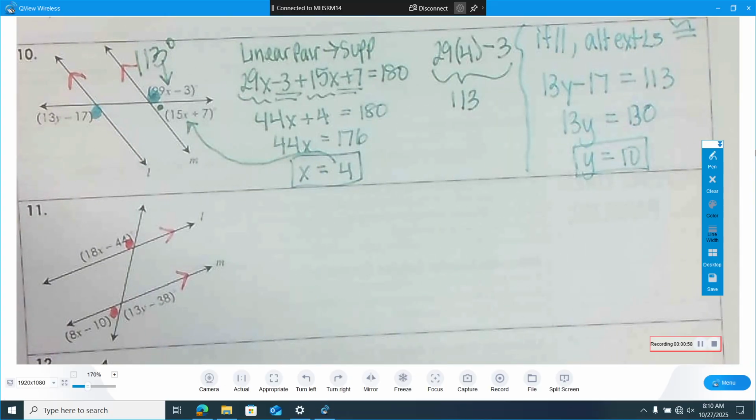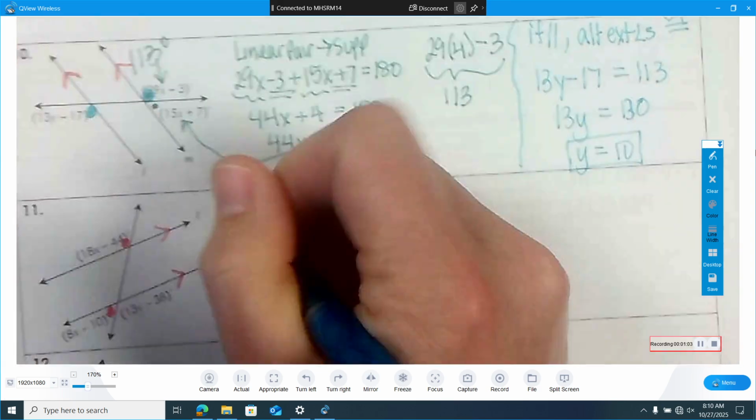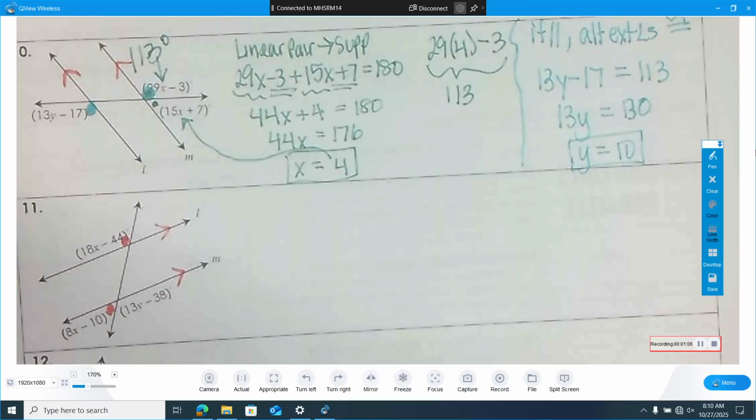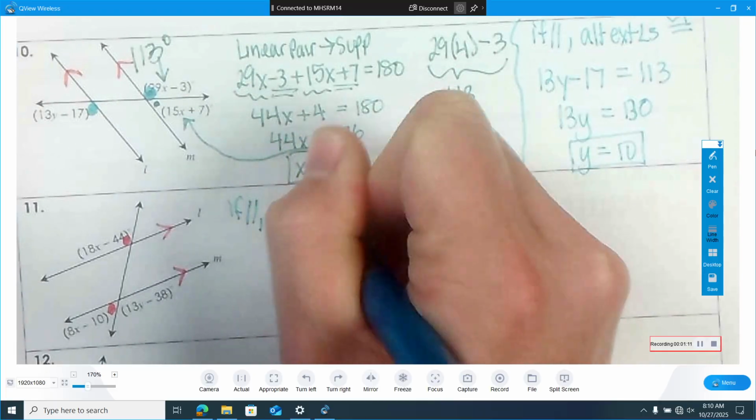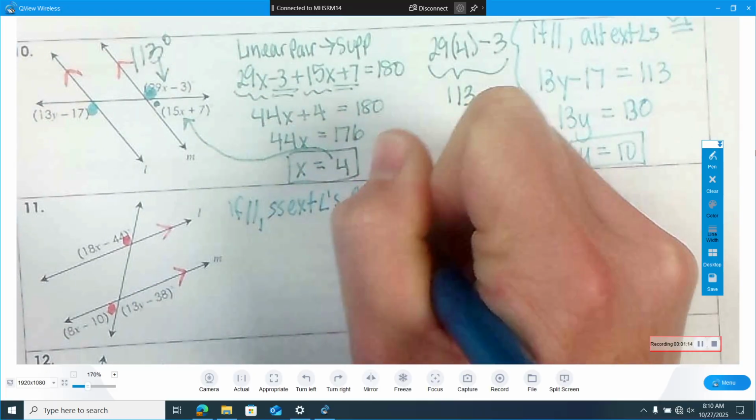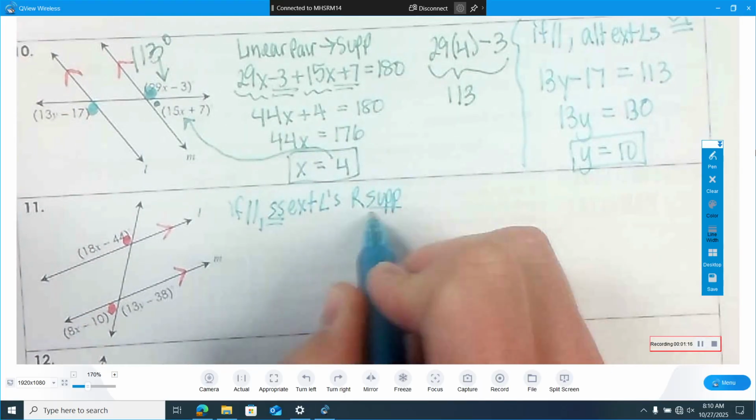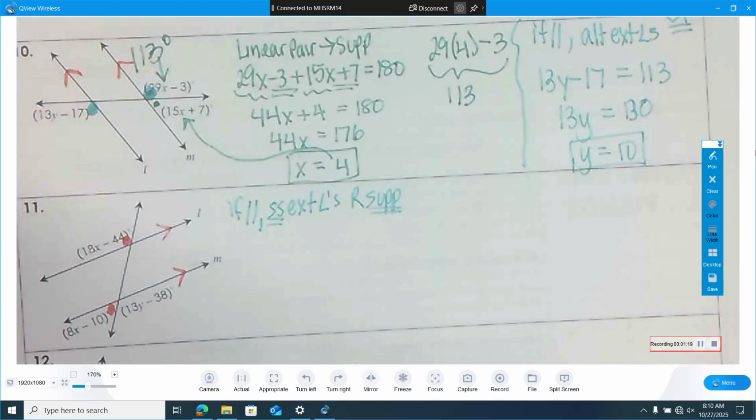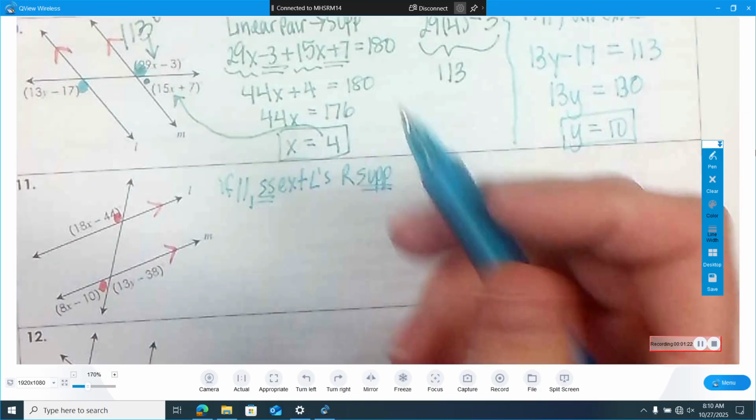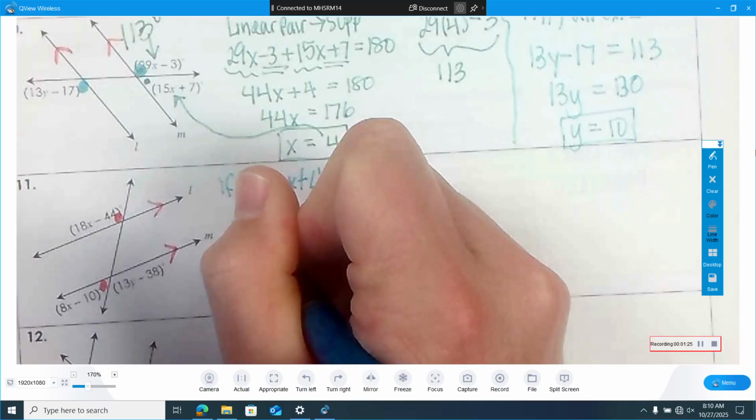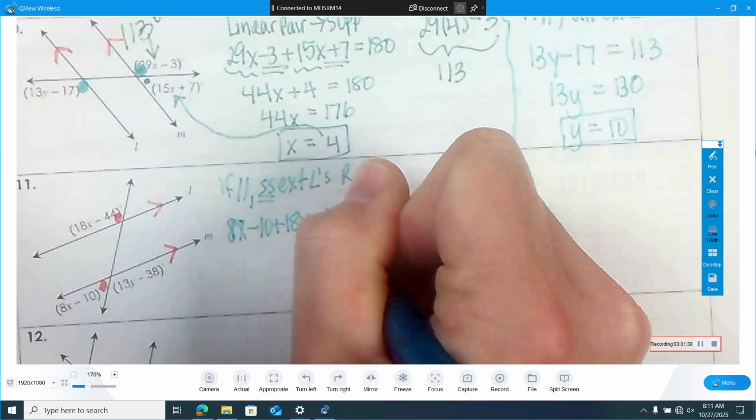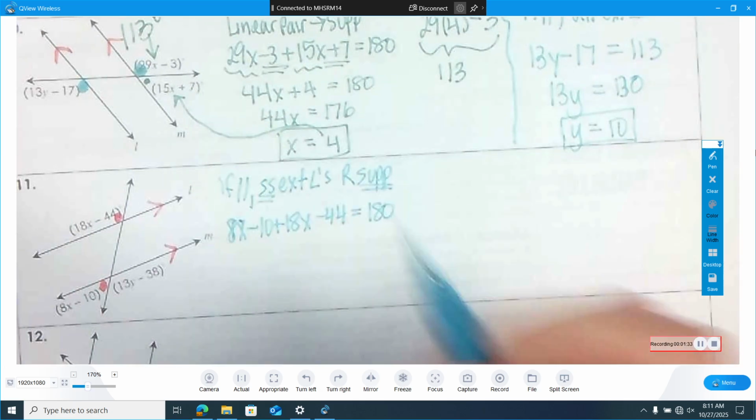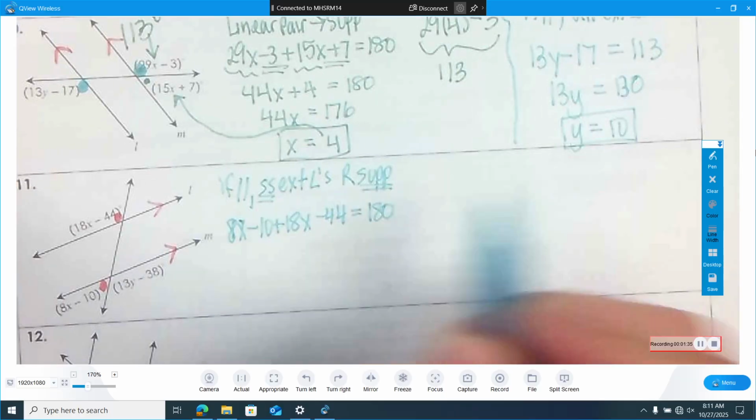What kind of angles are those? Same side exterior. Boy, that was really hard. It must be a Monday morning. Okay. If parallel, what do we know about same side exterior angles? They are supplementary. Same side, supplementary. So what should I write for my equation? Equals 180. So 8x minus 10 plus 18x minus 44 should equal 180.